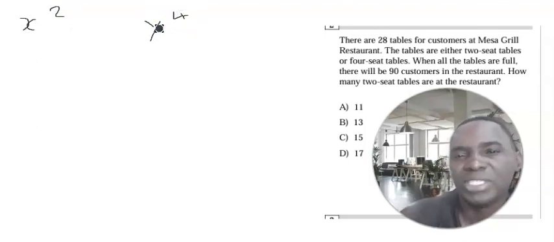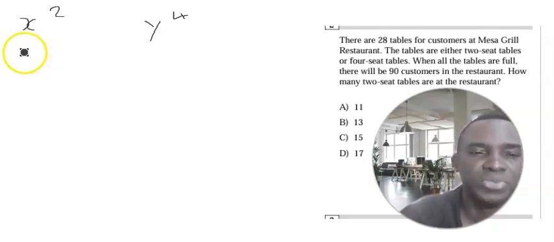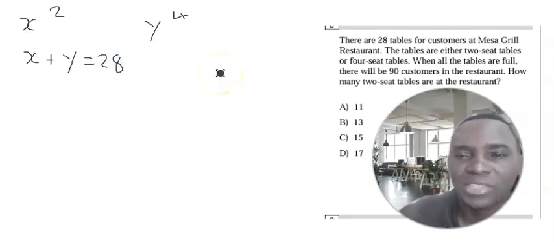Now the first statement says that there are 28 tables. So there are 28 tables, which means a two-seat table plus a four-seat table is equal to 28. That's what this is: x plus y equals 28. This is just how you interpret this. It's very simple, it's not hard. Then again, that is for the first one.